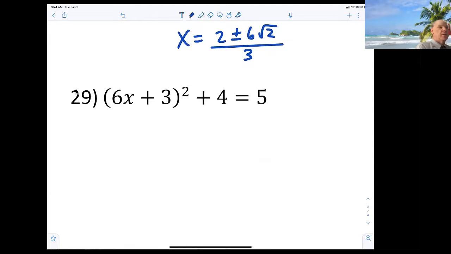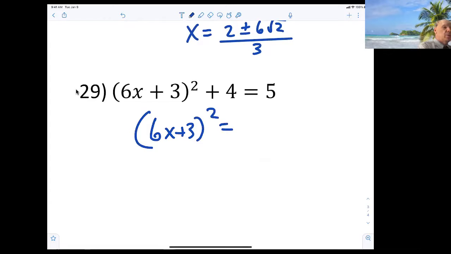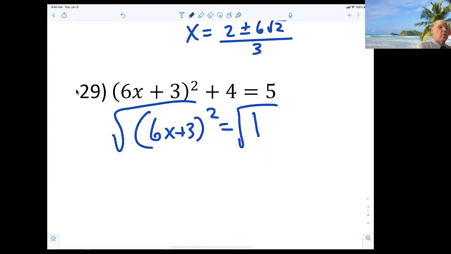Next, what? What am I doing? Minus 4. Minus 4. 6x plus 3 squared equals radical 1. Then I do what? You radical both. The answer's still 1. 6x plus 3, but we're not just going to say 1. Equals plus or minus 1. Yeah, come on, everybody help me. And then plus or minus 1.